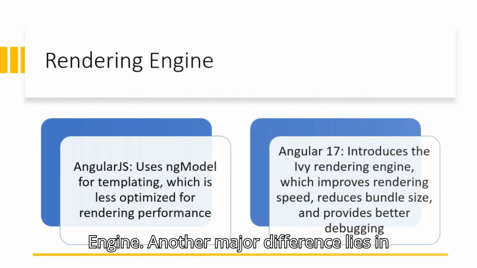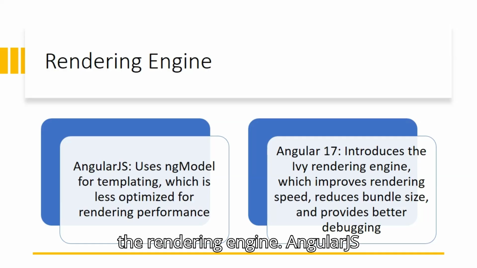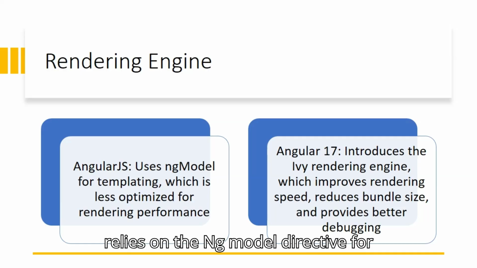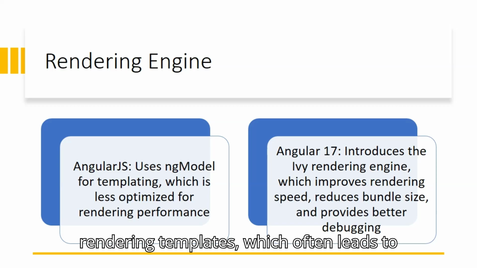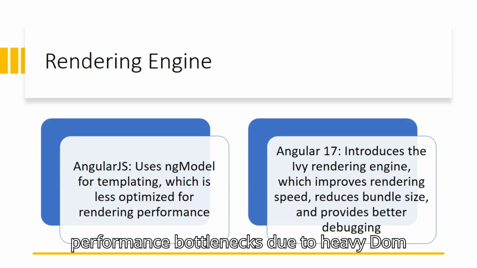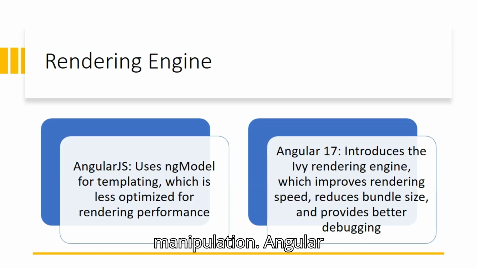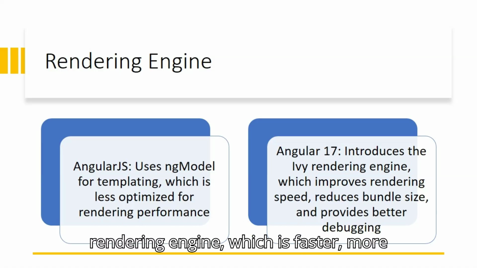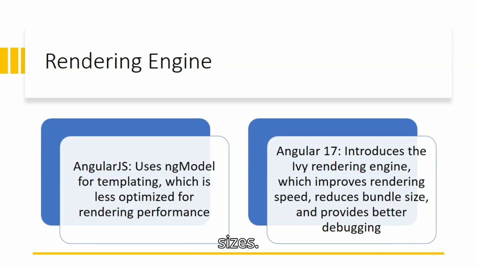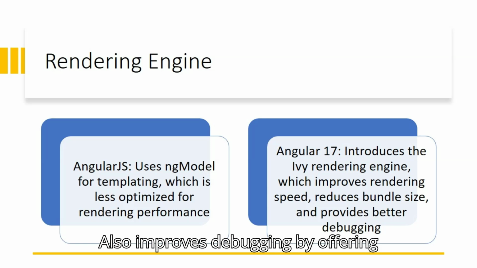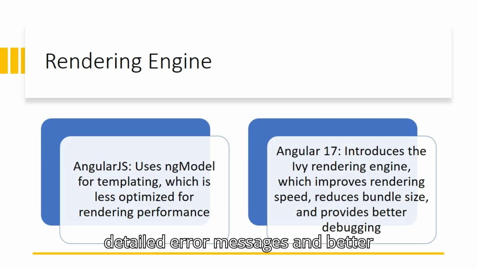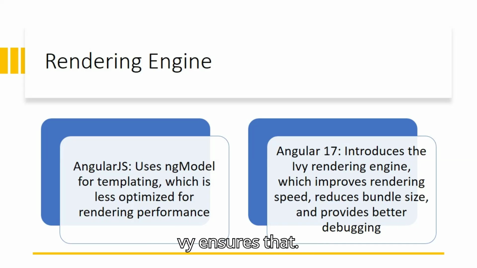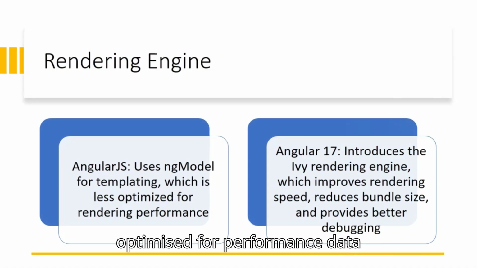Rendering engine. Another major difference lies in the rendering engine. AngularJS relies on the ng-model directive for rendering templates, which often leads to performance bottlenecks due to heavy DOM manipulation. Angular 17 introduces the Ivy rendering engine, which is faster, more efficient, and produces smaller bundle sizes. Ivy also improves debugging by offering detailed error messages and better tooling support. Over time, Ivy ensures that Angular 17 applications are more optimized for performance.